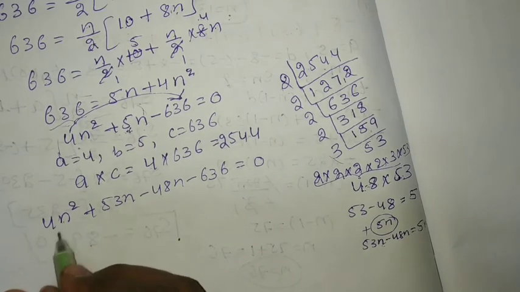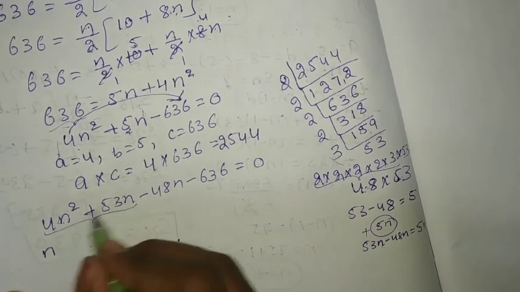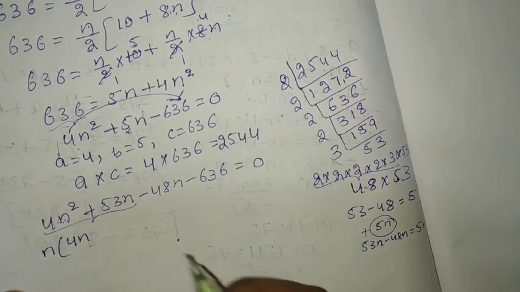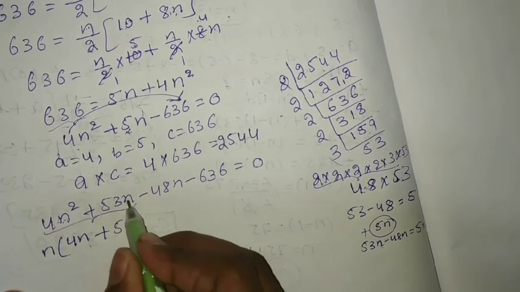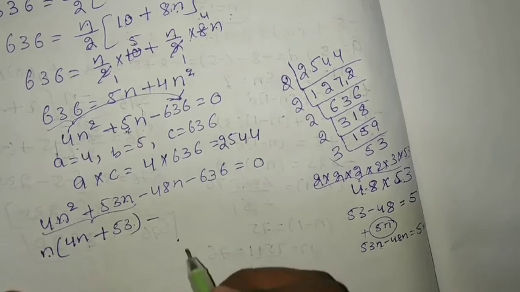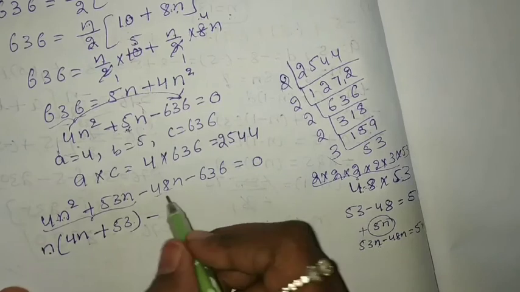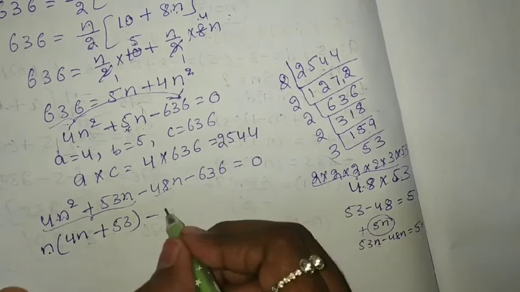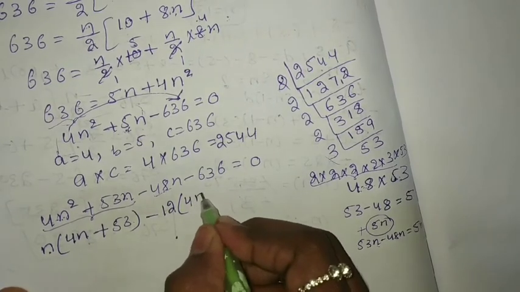Why don't you get here n into n? Take n common. In these two terms, we have n as common. So n into remaining what we have here? 4n plus 53 remaining, because n is already outside. There is no need to write here. Minus. Let's check here. What will be common here? 12 4s are 48, right? Just 12 as a common. See here 4n.